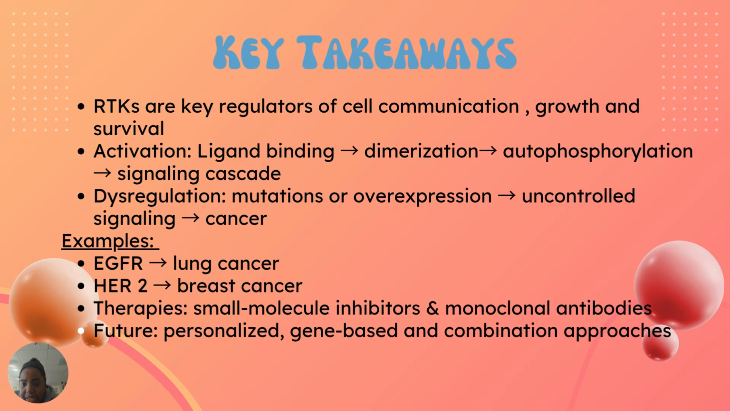Activation happens when binding triggers dimerization and phosphorylation, launching cascades like MAPK and PI3K. Mutations or gene amplification in EGFR and HER2 turn these receptors into permanently active switches during uncontrolled cell division. Targeted therapies such as Gefitinib and Herceptin show how understanding molecular mechanisms leads directly to life-saving treatments.